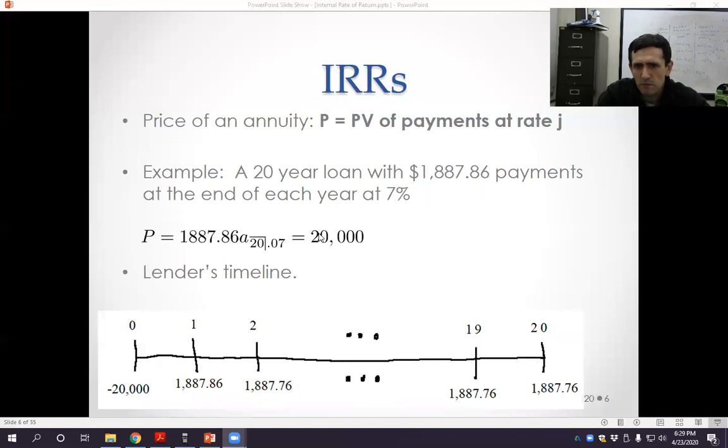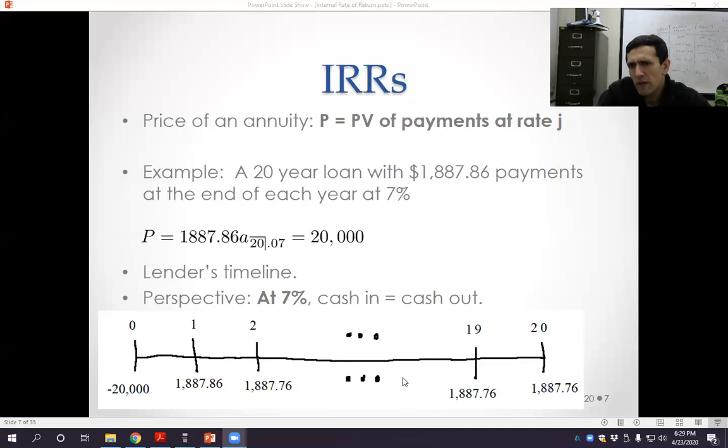So a slightly different perspective than we've been taking is if we take the perspective of a lender, then we have a cash flow associated to this loan where the lender has to dole out $20,000, so that's their investment, that's their cash out, and the returns, the revenue this lender gets for this initial outlay of $20,000, is 20 payments of $1887.86 at the end of each year.